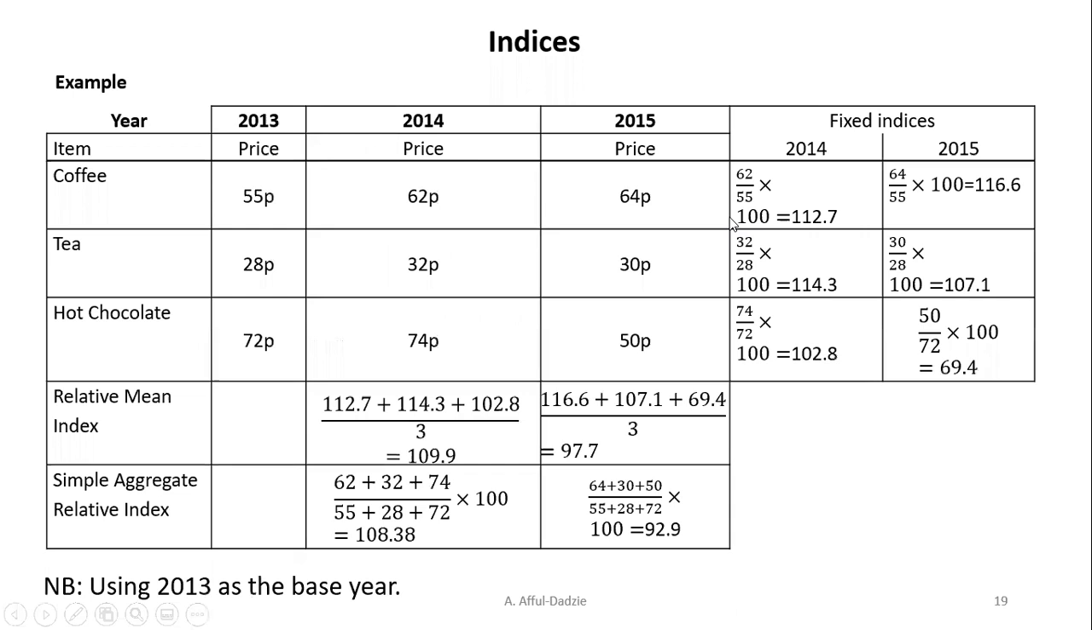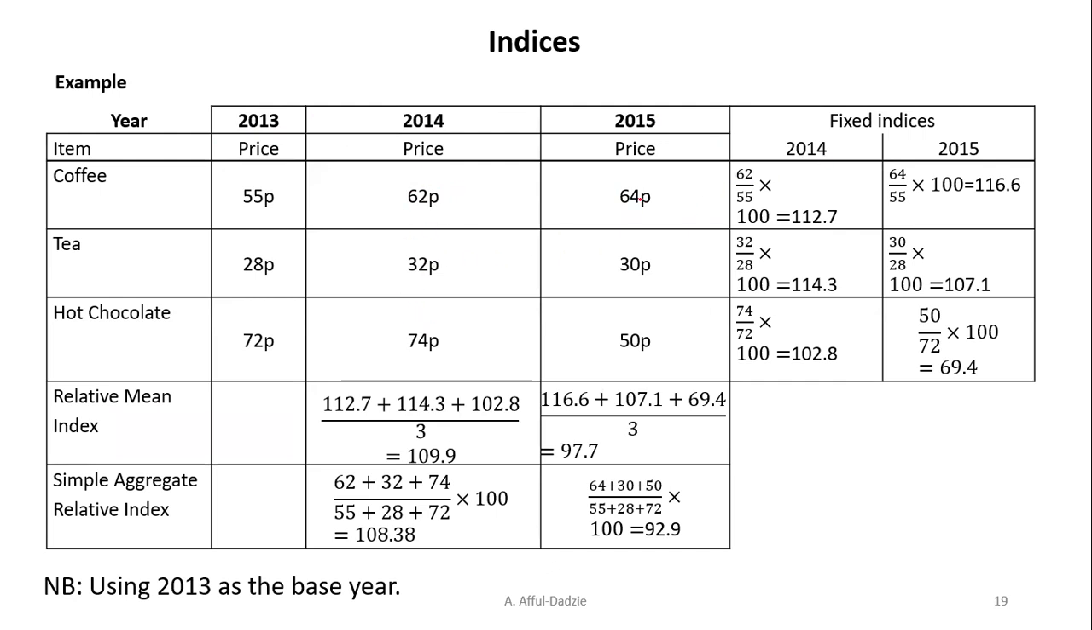So let's assume this table here. We have 2013, 2014, and 2015. Assuming that 2013 is the base year, these are the values available. In 2014, these are the prices of the commodities: coffee, tea, and hot chocolate. In 2015, these are the values. Now, in using the relative mean index, we first have to find the index number for each year. Supposing we want to compare 2014 to 2013, which is the base year, we first need to find the index number of the various commodities.